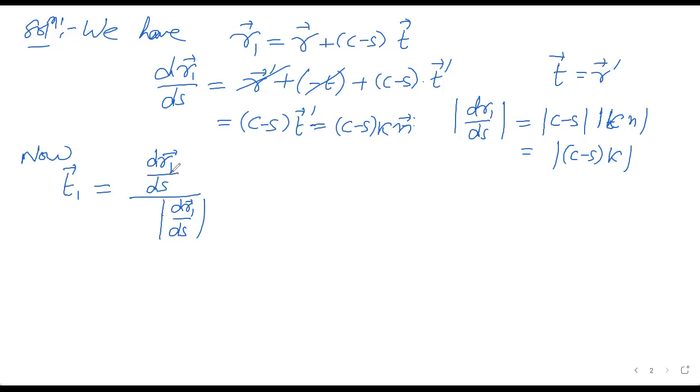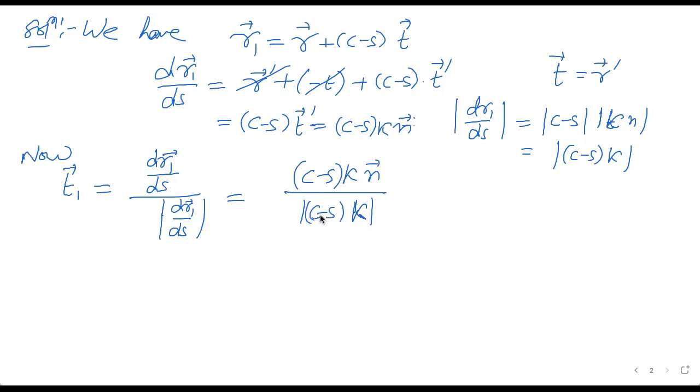T is r dash, but here I am taking t1, so I can write dr1 over ds over mod of dr1 over ds, because it's a unit tangent vector. Now this is what? dr1 over ds, you have calculated this. It is your C minus S kappa n divided by mod of C minus S kappa. Its mod is C minus S, right?